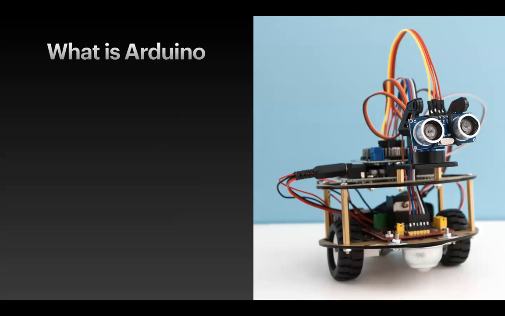So this is an ultrasonic sensor, and we use this sensor to measure the distance, right? And here you can see there's this component which is blurred out.